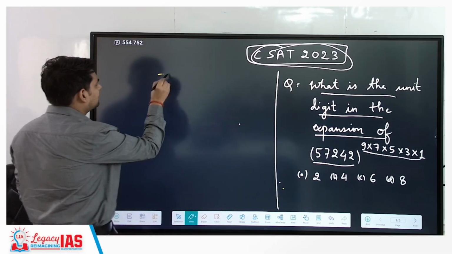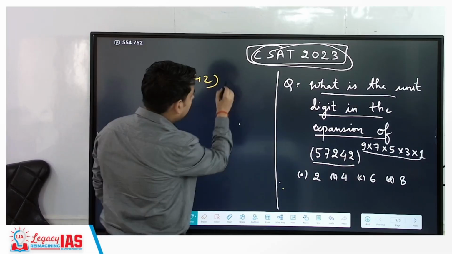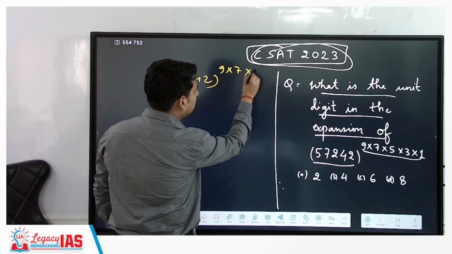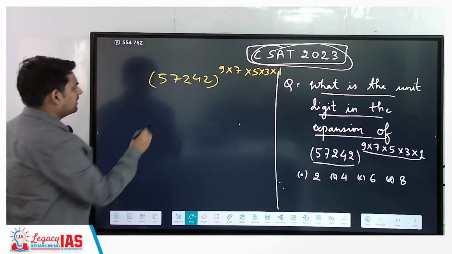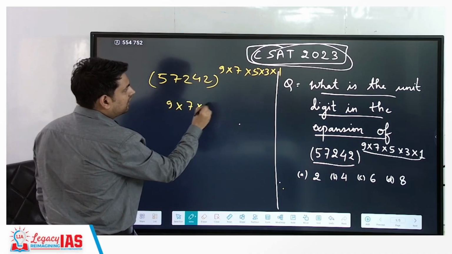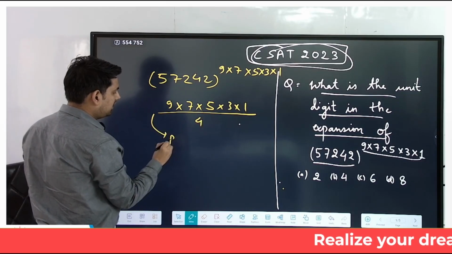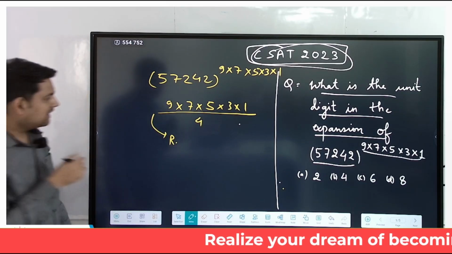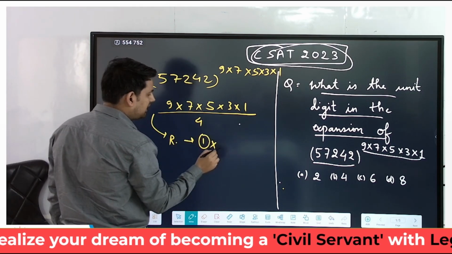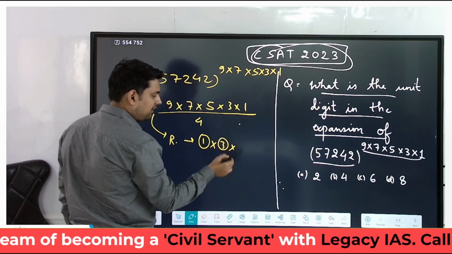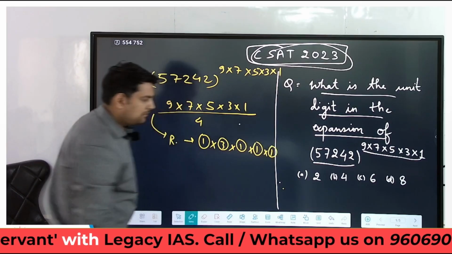So this is 57242 to the power 9 into 7 into 5 into 3 into 1. Then simply what I will do is divide these numbers by 4 and find the remainder. Simple. So 9 divided by 4 will give me remainder 1. Then 7 divided by 4 will give me 3. 5 divided by 4 will give me 1. 3 divided by 4 will give me 3, and 1 divided by 4 also gives me 1.